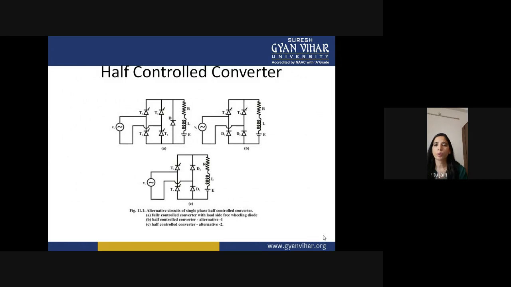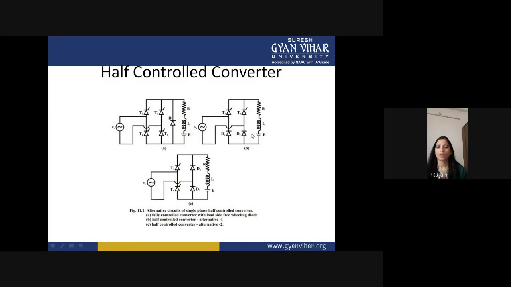First we come to the half controlled converters. So what is a half controlled converter? I have already discussed in previous lectures the diagram B over here. In this diagram we are using two SCRs, T1 and T3, and two diodes, D2 and D4. The load is RLE. So this is a half controlled converter.